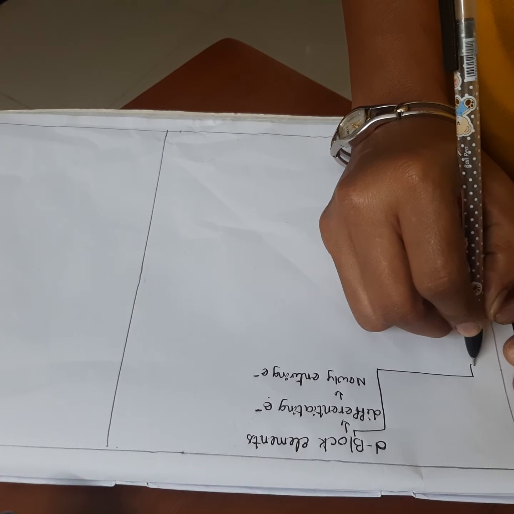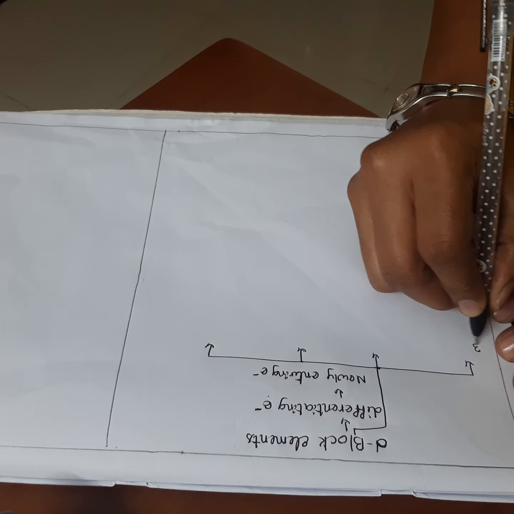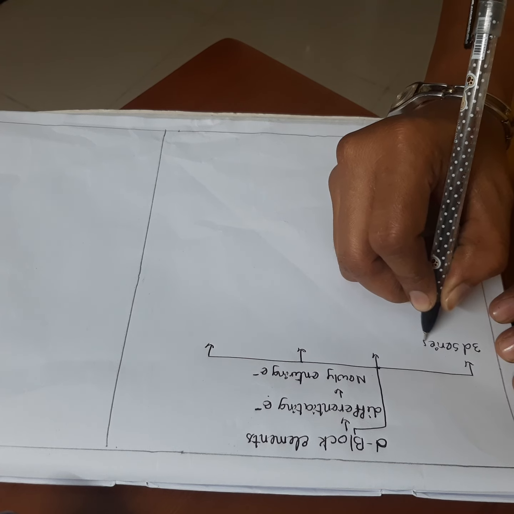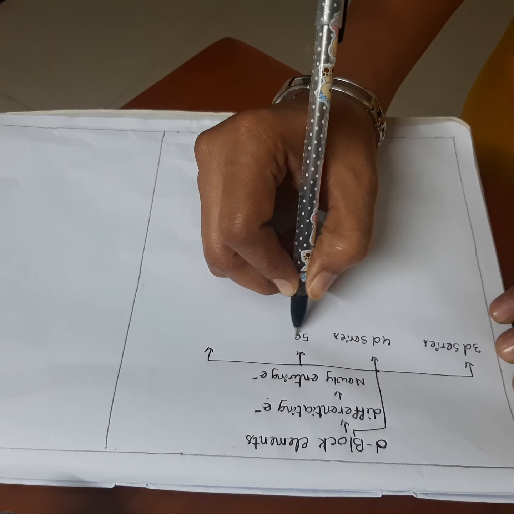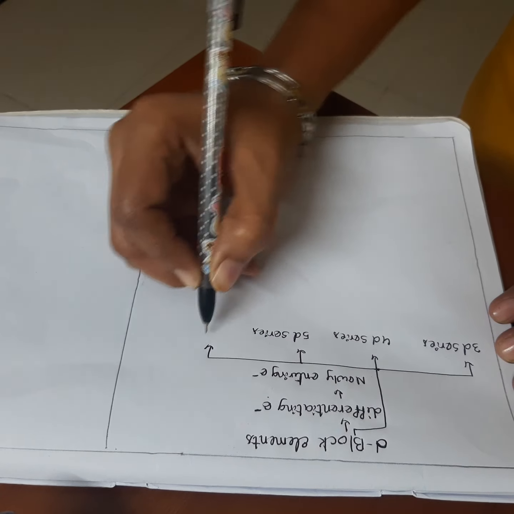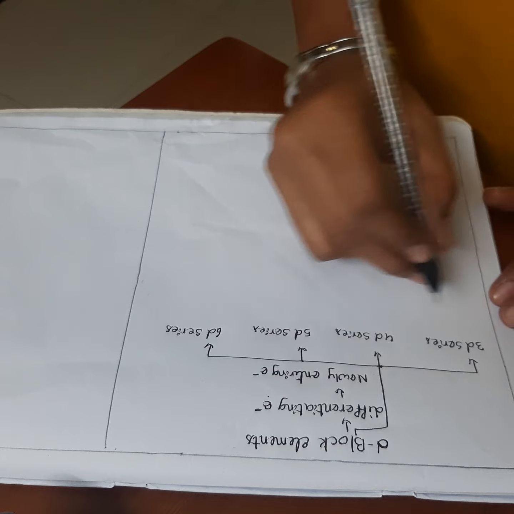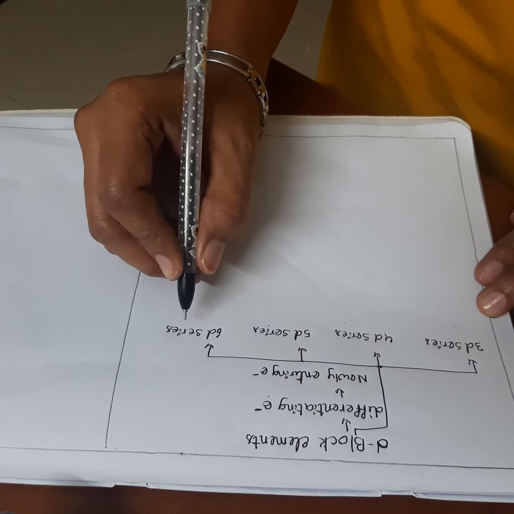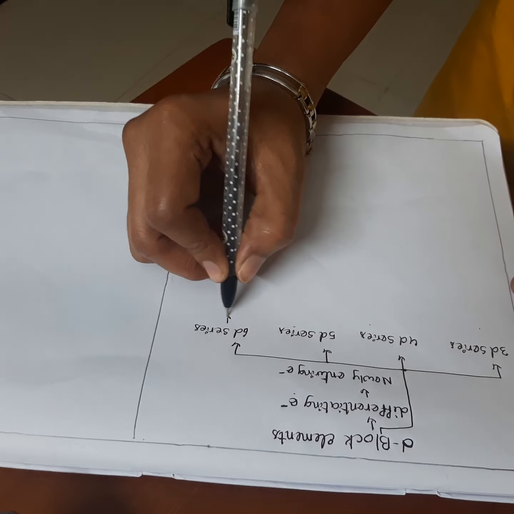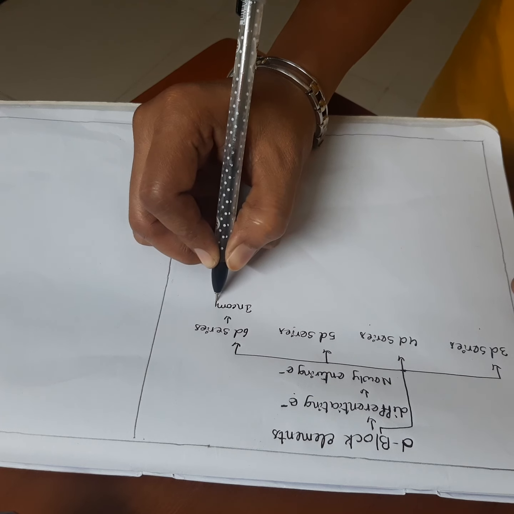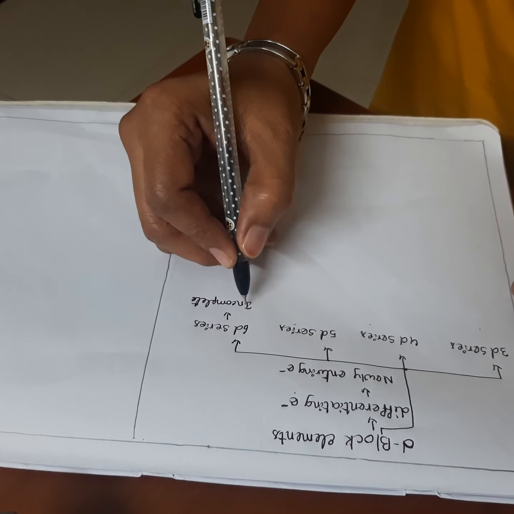D block elements are classified into four types of series: 3d series, 4d series, 5d series, and 6d series. Each series contains 10 elements. Here the 6d series is incompletely filled.